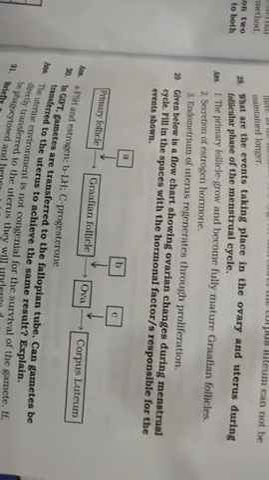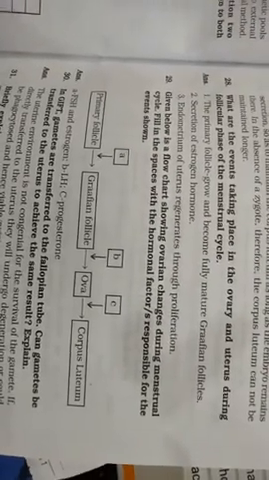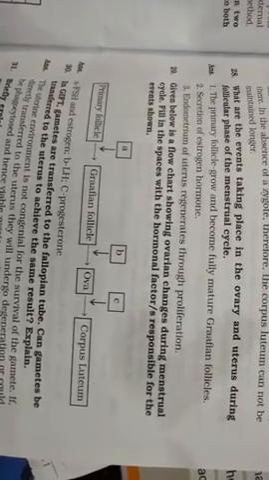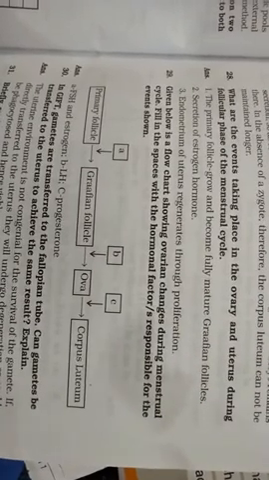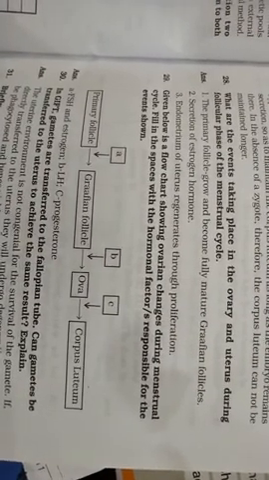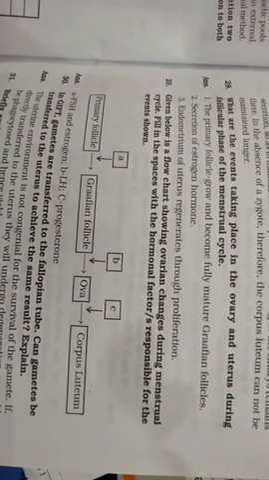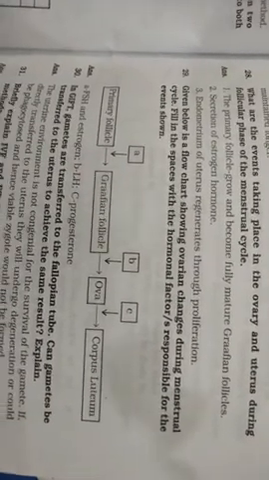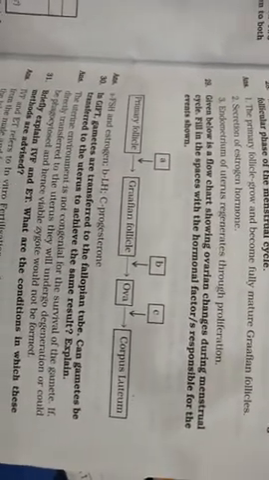What are the events taking place in the ovary and uterus during follicular phase? That is, primary follicle grows and becomes fully mature, Graafian follicles, and secretion of estrogen hormone second. Third is endometrium of uterus regenerates through proliferation.